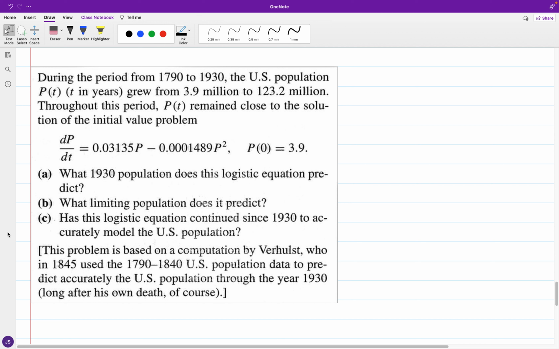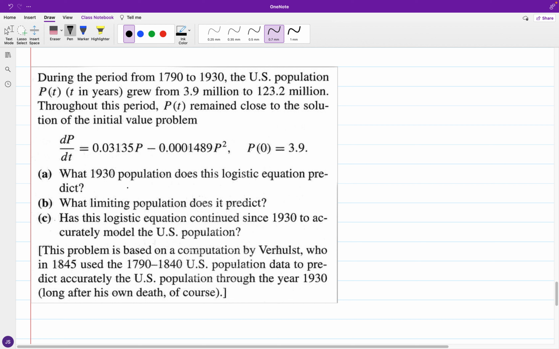Okay, for this problem, it says that during the period from 1790 to 1930, the U.S. population, P of t, where t is in years, grew from 3.9 million to 123.2 million. Throughout this period, P of t remained close to the solution of the initial value problem given by this formula, where P naught refers to 1790, which was 3.9 million. What 1930 population does this logistic equation predict?